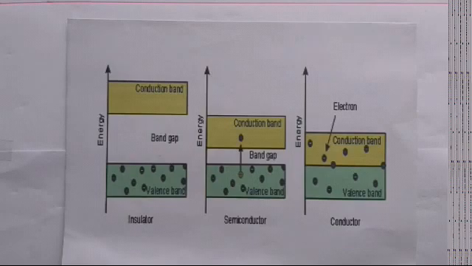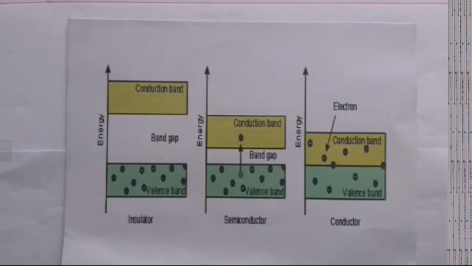solids can be classified into three types on the basis of their conductivities. First is conductors. The solids with conductivities ranging between 10 raised to power 4 to 10 raised to power 7 per ohm per meter are called conductors, and metals have conductivities in the order of 10 raised to power 7 per ohm per meter, and are good conductors.